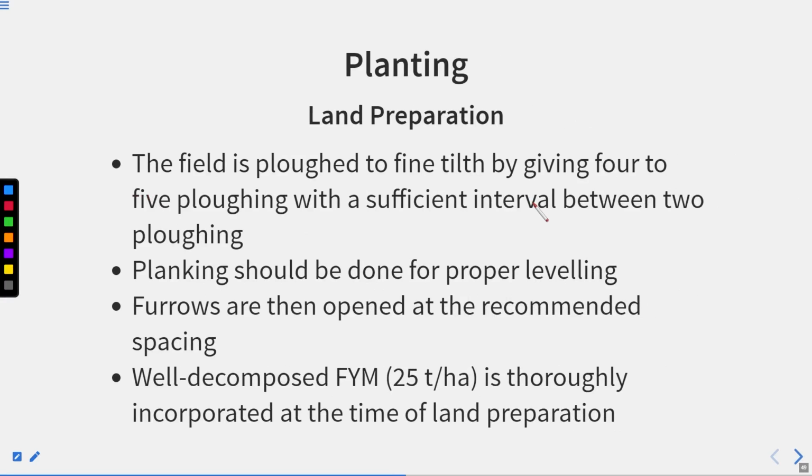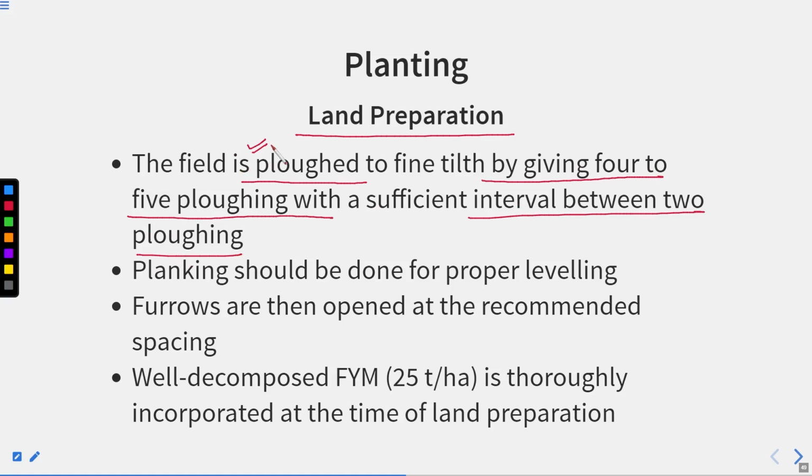Land preparation. Now once the seedlings are prepared in the nursery, they should be placed in the land. How is it done? The field is plowed to fine tilth by giving 4 to 5 plowings with a sufficient interval between the two plowings, right? So 4 to 5 times the plowing is done, so that all the nutrients which are present below come to the upper layer. And this plowing is very, very important because it tilts the soil and also the soil gets aerated.